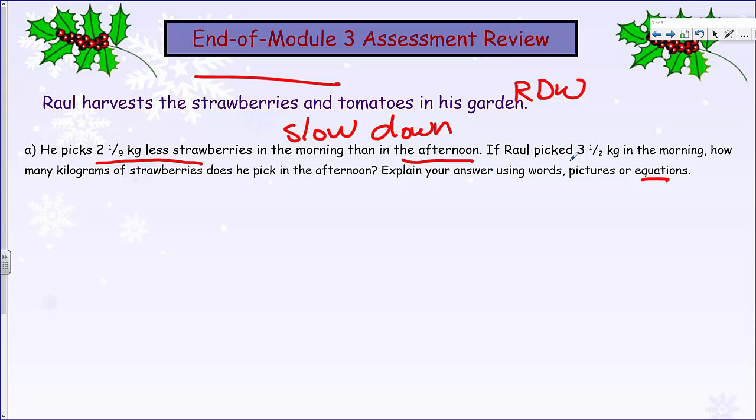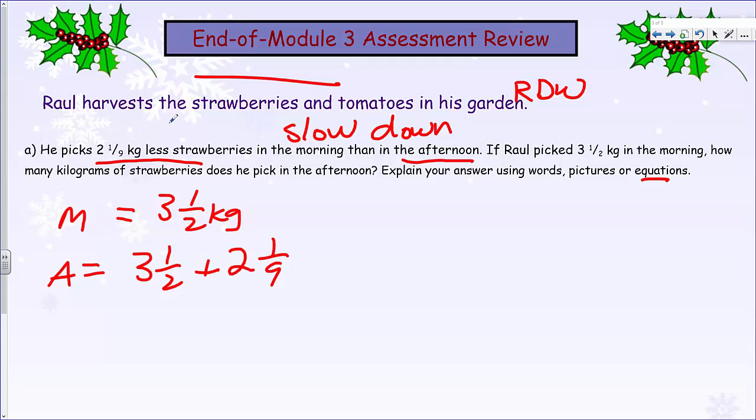So if Raul picked 3.5 kilograms in the morning, okay, so now they're telling us exactly how many he picked in the morning. How many kilograms of strawberries did he pick in the afternoon? Well, if this is the morning, I'm just going to put M. M's just going to equal 3.5 kilograms. That's how much he picked in the morning. But he picked less in the morning. That much less. Well, logic tells me then the afternoon's going to be my 3.5 plus the 2 1/9. Then that way we can find out how much he picked in the afternoon, because he did pick more.